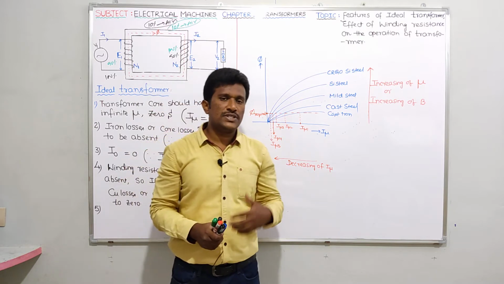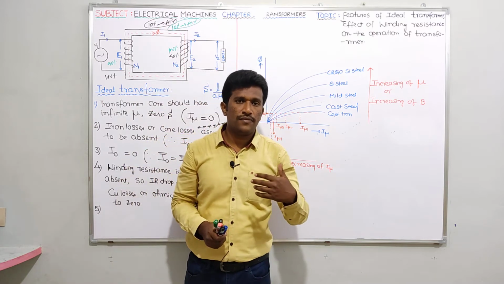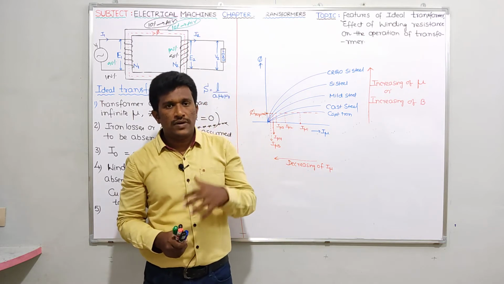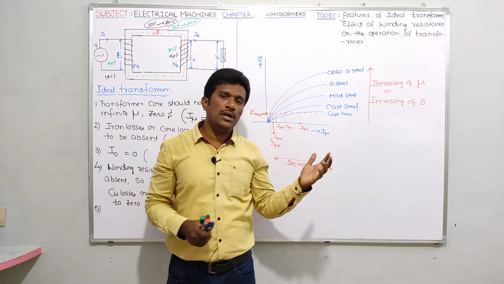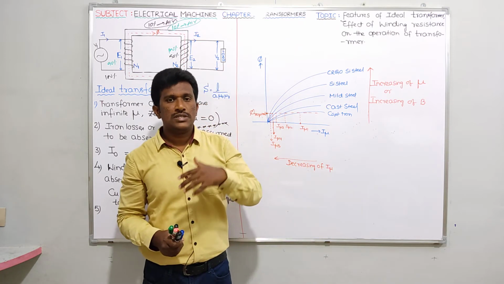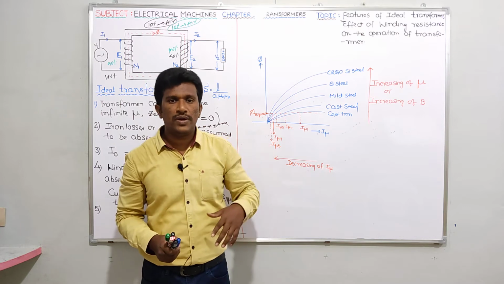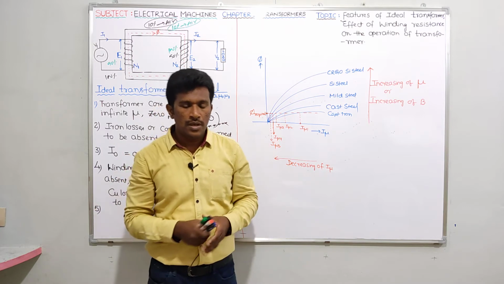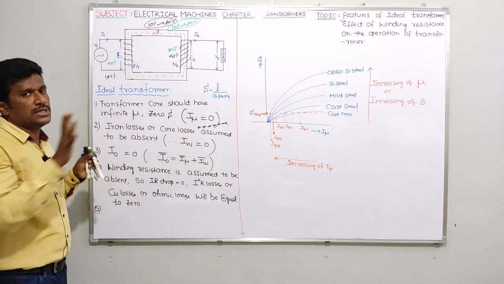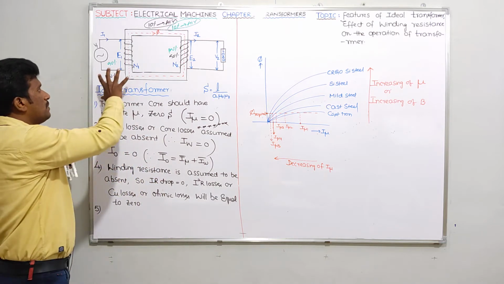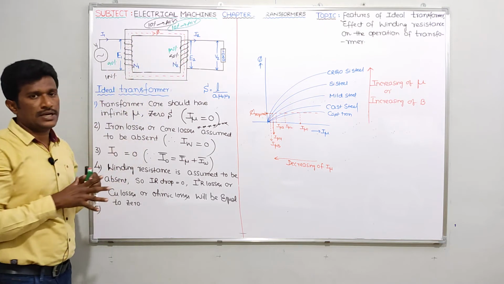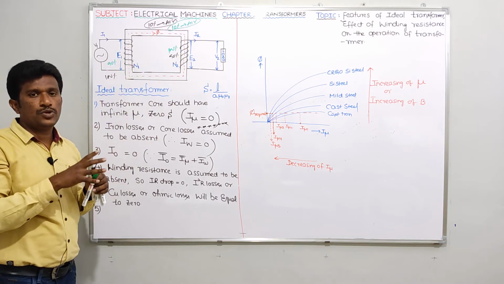Okay, so leakage flux definition I can also say in terms of low voltage winding and high voltage winding. Leakage flux is the one which links with either low voltage winding or high voltage winding, but not both. Mutual flux is the one which links with both low voltage winding and high voltage winding. So ideally that leakage flux is assumed to be absent. That means from here 100% flux started means 100% flux has to reach the secondary side. That means leakage flux is assumed to be absent.